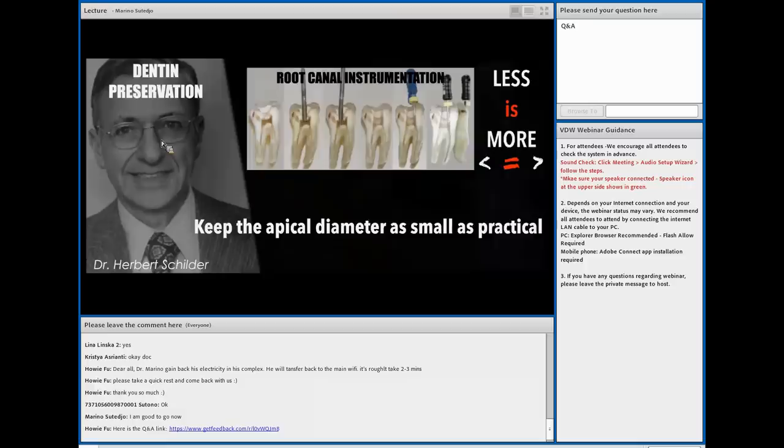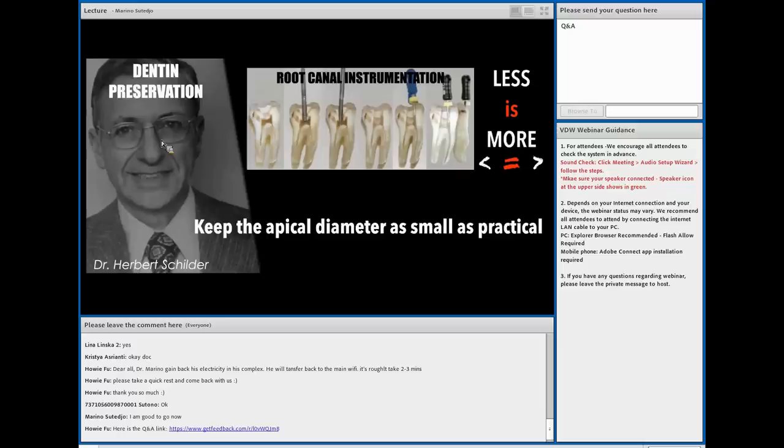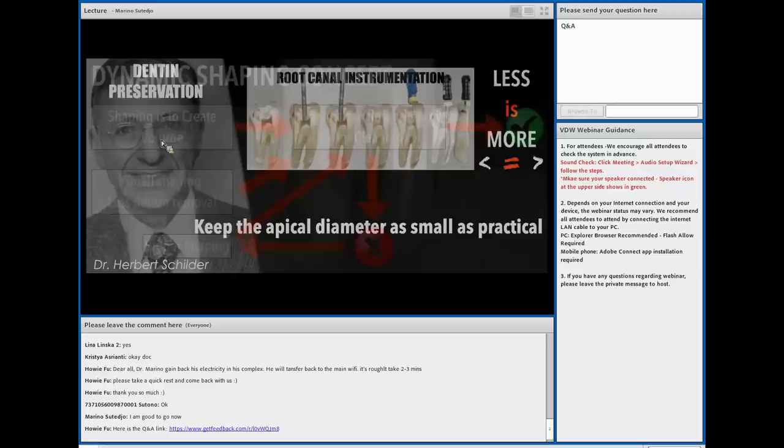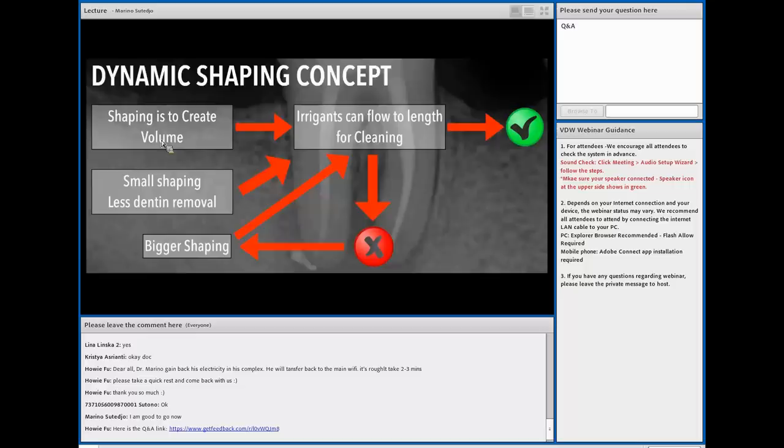So if we are talking about instrumentation, in this last small concept, Schilder already mentioned back in 1960 that he said, keep your apical diameter as small as practical. Not as small as possible, but as small as practical. So once again, if we are talking about shaping, the same thing applies as the less-is-more concept with the access cavity: shaping is also a dynamic concept.